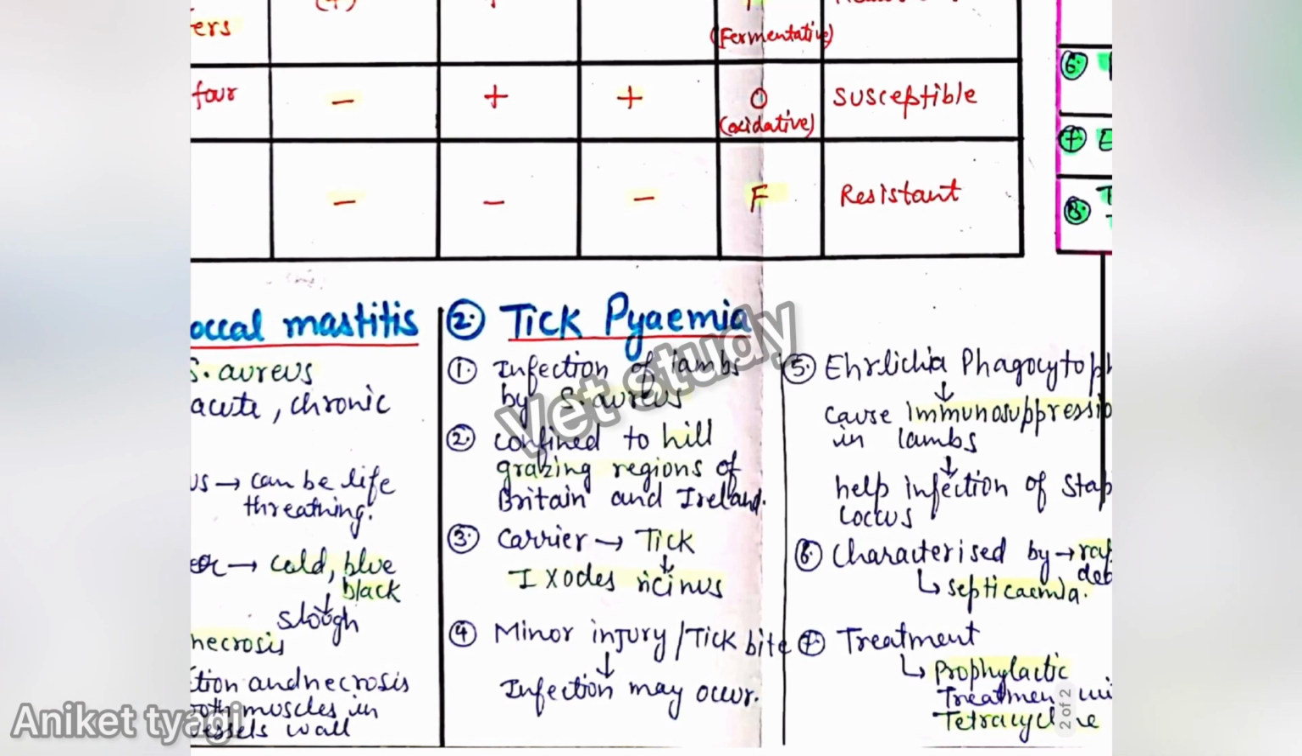Next we have tick pyemia. In tick pyemia, the infection of lambs is caused by Staphylococcus aureus, and it is confined to the hill grazing region. It is not common in other regions. Why only the hill grazing region? Because it is transmitted by a carrier, a tick, Ixodes ricinus, which is only found there. It occurs in Britain and Ireland, and a minor injury or tick bite may cause the infection.